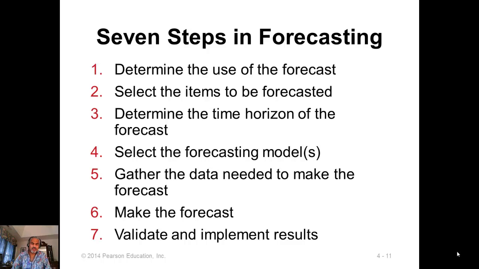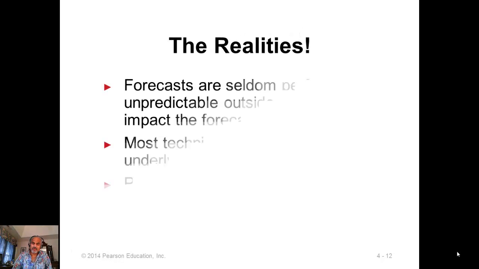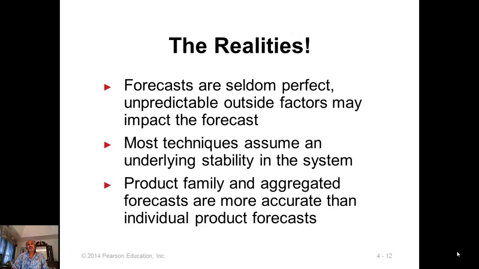Then you make the forecast, and then when you implement the forecast, you need to validate and implement the results. Of course, no forecast is going to be 100% accurate all the time. So there are lots of factors involved, and therefore a certain level of forecasting error is inevitable, and our task is to make sure that the forecasting error is kept to a minimum.